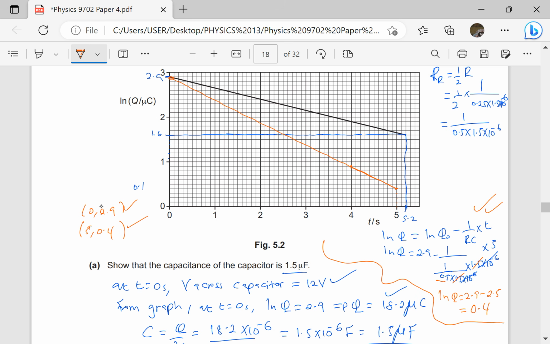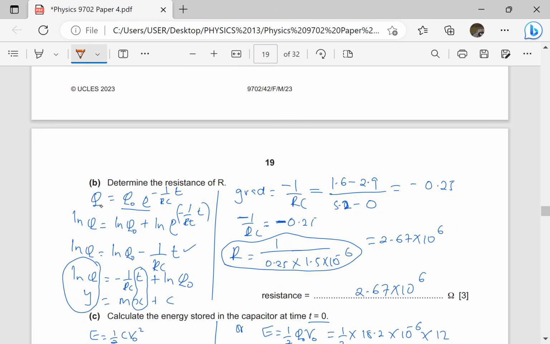Note how I have arrived at it is the most important thing. I looked for ln of Q by using that equation. I substituted 1 over RC, but remember, resistance now becomes half. Why? For resistors in parallel, if they are identical, total resistance is half the resistance of one. That's why I divided it. I said a half times 1 over R, 1 over 0.25 times 1.5 times 10 power negative 6. Where did I get that? I got it from here. We had already computed resistance as this. So I took this instead of this, but you can also take that.